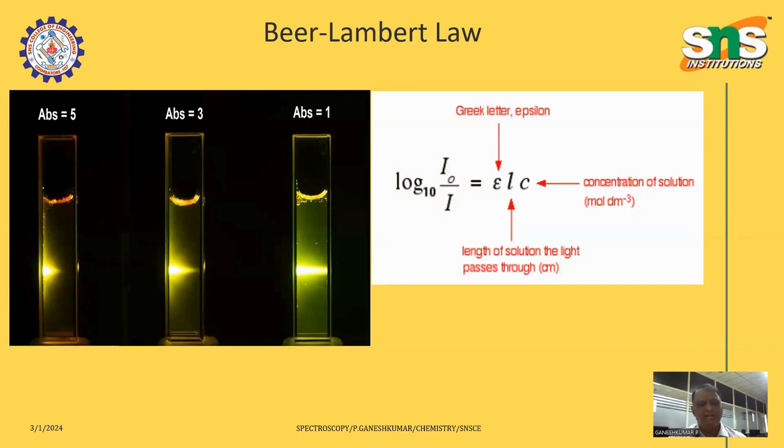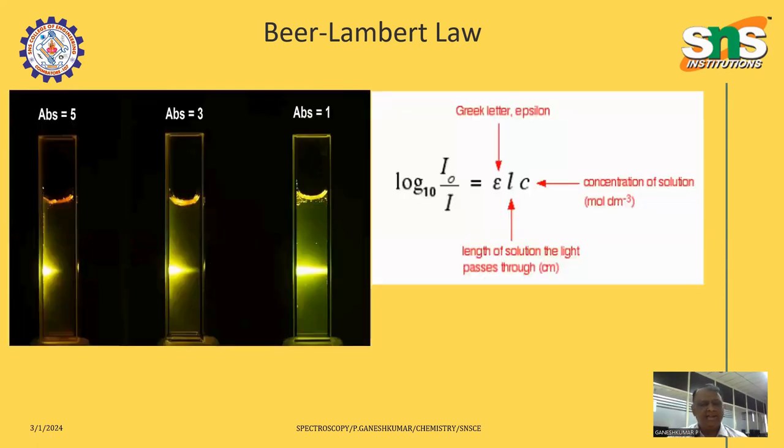So what is the difference here? In absorption equal to 1, more light gets absorbed, and in 3 it reduces, and in 5 it's very, very low. It can be related with the concentration. The higher the concentration, the higher the absorption. So the Beer-Lambert's formula is represented like this: log to the base 10 I naught by I, which is absorption, is equal to epsilon L C.